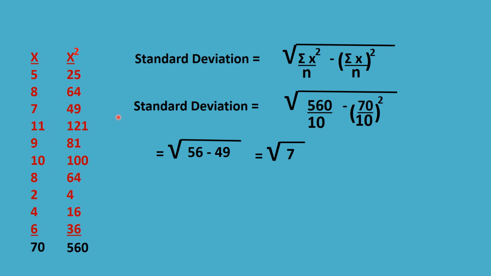And then the formula is applied. Square root of sigma x square by n minus sigma x by n whole square. This is the formula to find the standard deviation.